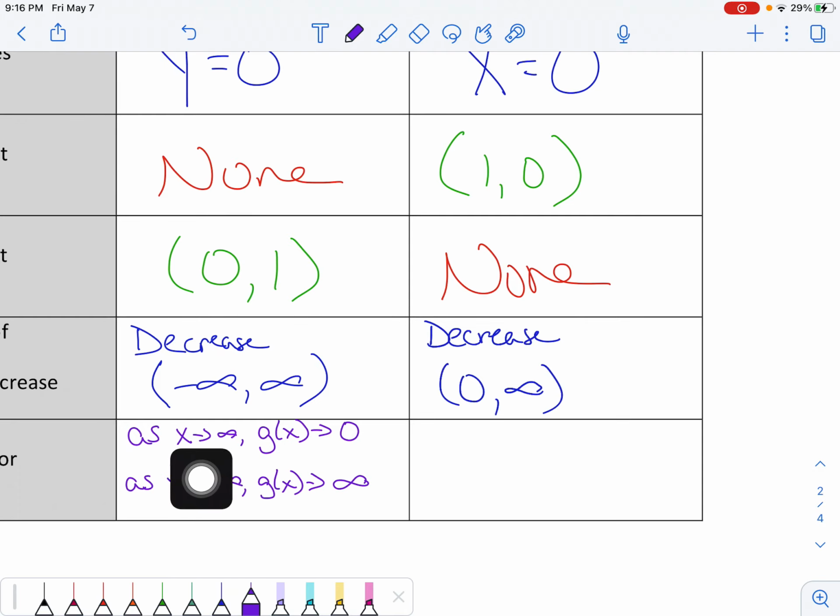And last but not least, these end behaviors, I'm going to flip the x value with the g of x value and the g of x value with the x value to create the inverse end behaviors. So as x approaches 0, now again, this graph is only on the right side. So as x approaches 0 from the right, the inverse function is approaching infinity.